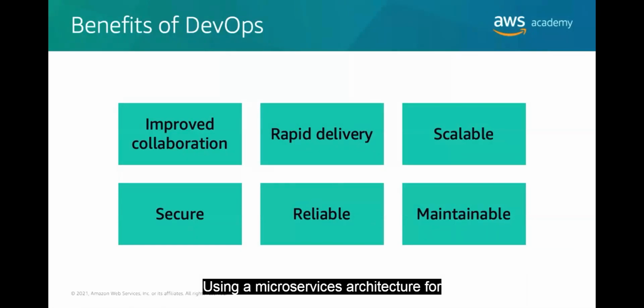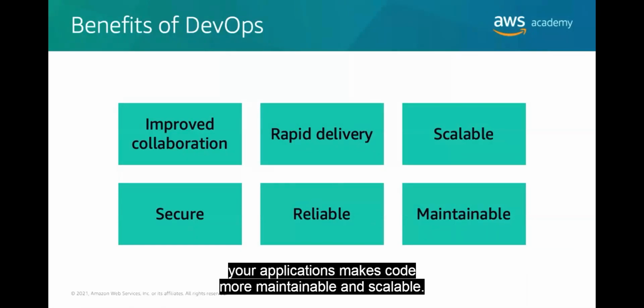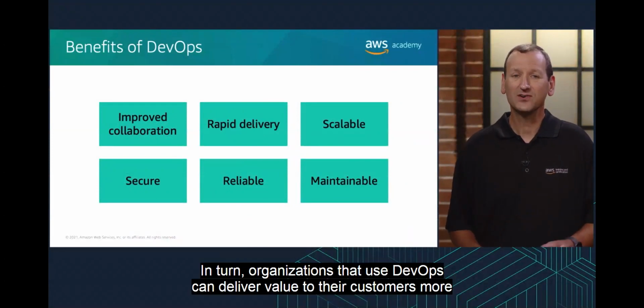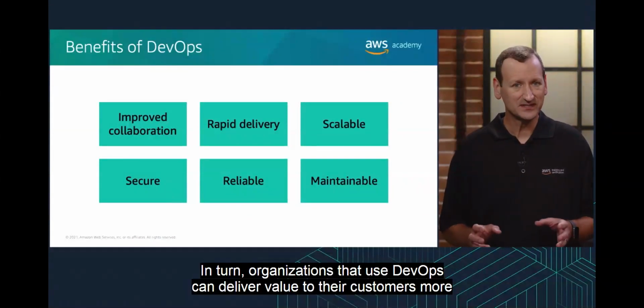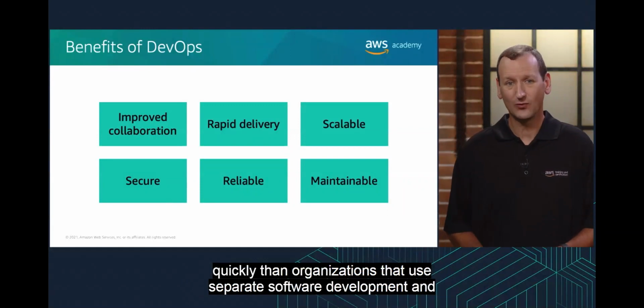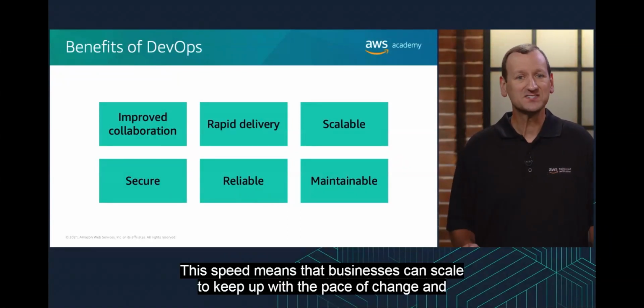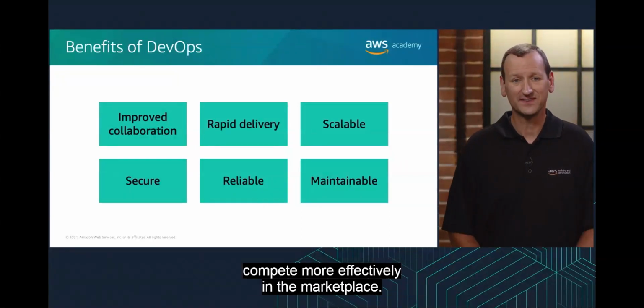Using a microservices architecture for your applications makes code more maintainable and scalable because you can add, remove, and exchange individual application components as new features are needed. This means only updates are needed instead of rewriting an entire code base. In turn, organizations that use DevOps can deliver value to their customers more quickly than organizations that use separate software development and infrastructure management processes. This speed means that businesses can scale to keep up with the pace of change and compete more effectively in the marketplace.